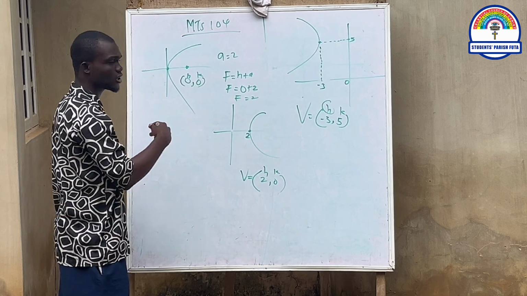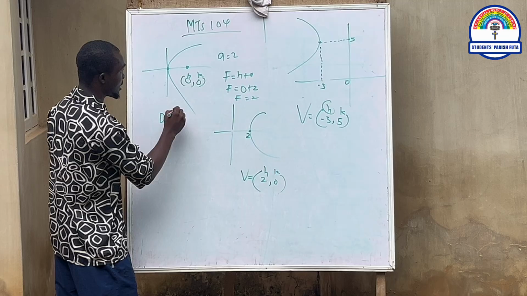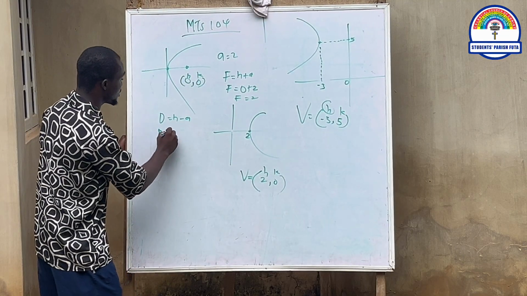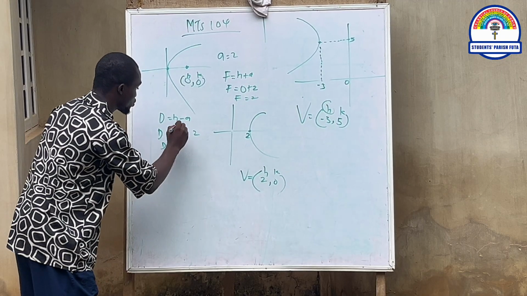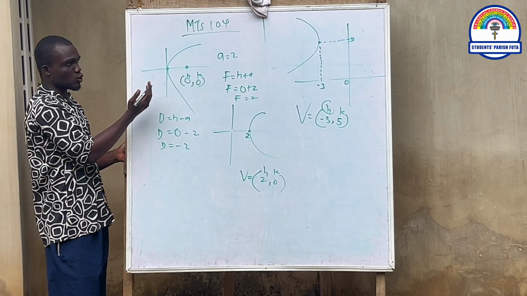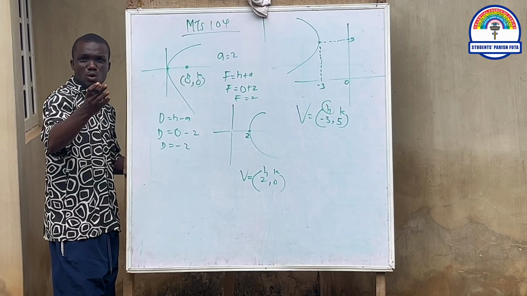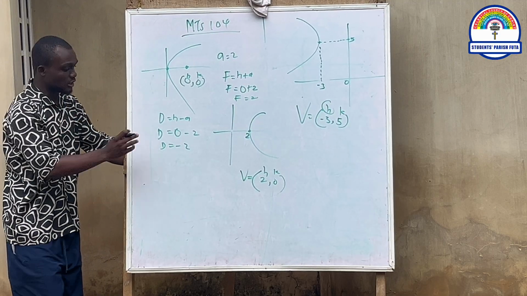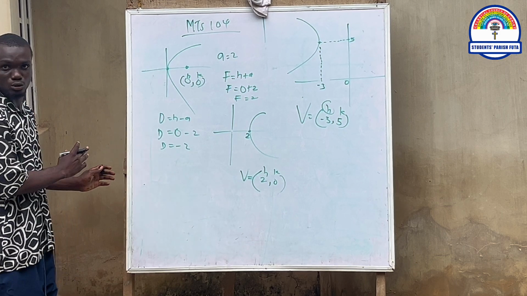You understand? So let us check our directrix now. Our directrix d is equal to h minus a. Do you understand? So what is our h? Our h is 0. That's 0 minus 2. Our d is equal to -2. It will be somewhere at this place, as I've said earlier. So you see, the focus and the directrix are the same distance, but in the opposite direction. Do you understand?